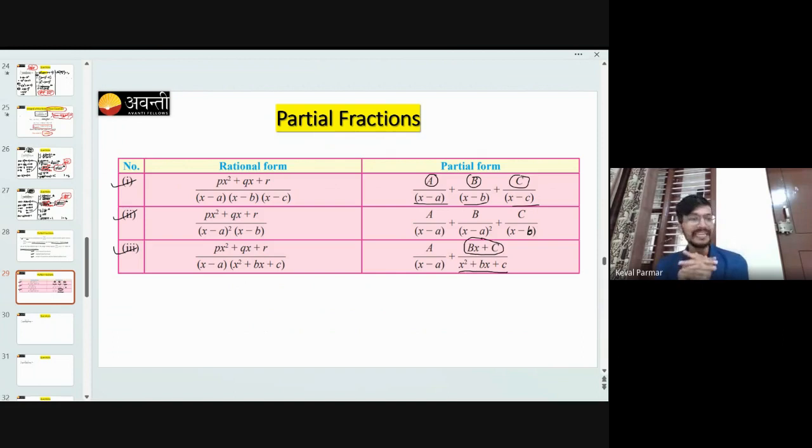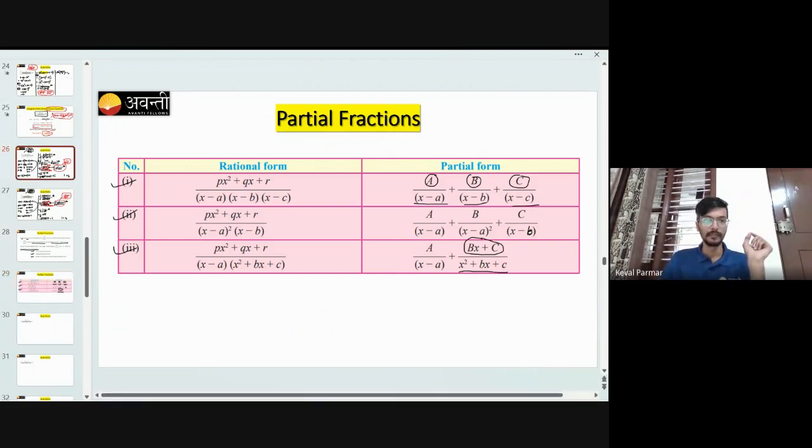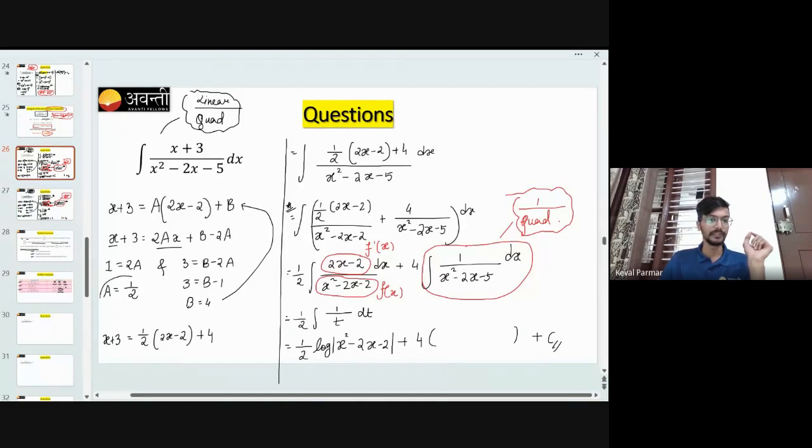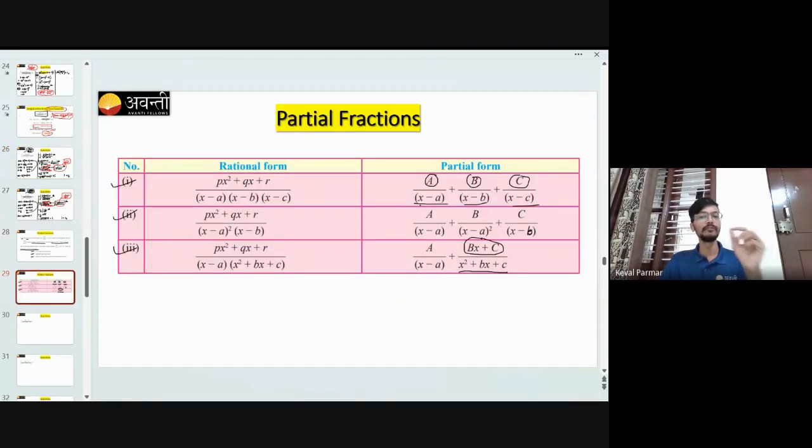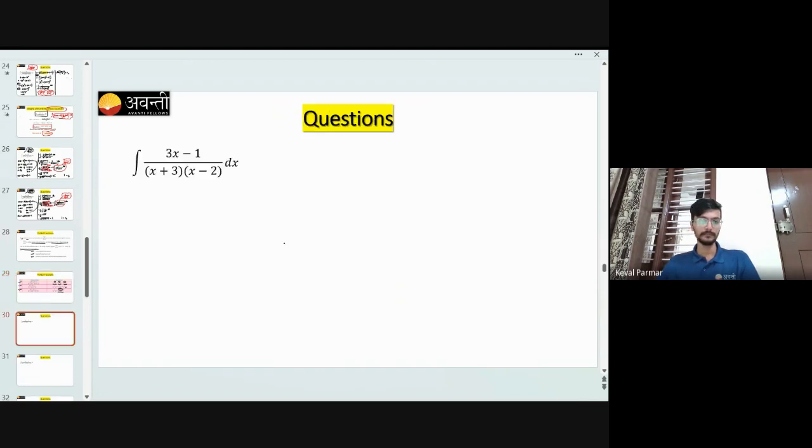Got it? Now this ABC, if you remember from these questions, this ABC, we found the value of A and B, right? Similarly, here also we need to find the value of these A and B, or sometimes C also. Got it? Now, we'll do an example for each of the three rational forms. Let's look at it. The first rational form. This is the first rational form.